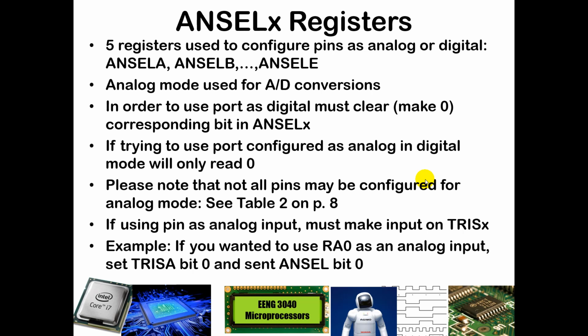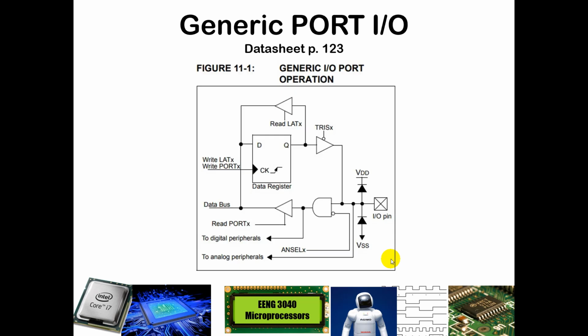Alright, so here's an example. If you wanted to use RA0 as an analog input, you would set TRIS A bit 0, which is going to make it an input, and then you would also set the ANSEL A bit 0. That should say ANSEL A, not just ANSEL. Setting that says it's in analog mode and it's an input.